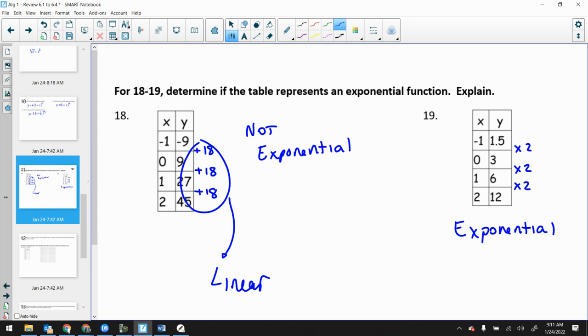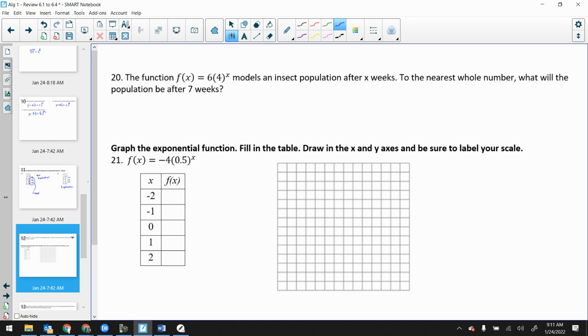Flip it over onto the back, please. Now, let's take a look at number 20. 6 times 4 to the x is modeling insect population growth. Now, this didn't ask it, but let's kind of break down the formula. What is the 6 representing here? Where I start, the initial insect population. So maybe 6 insects.